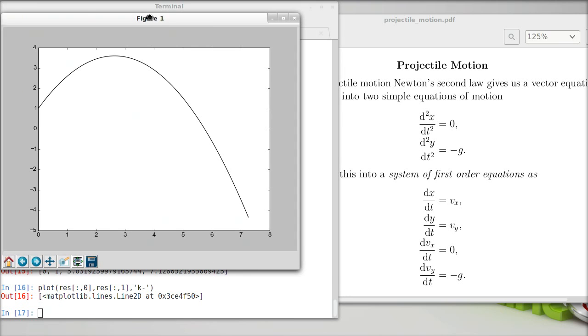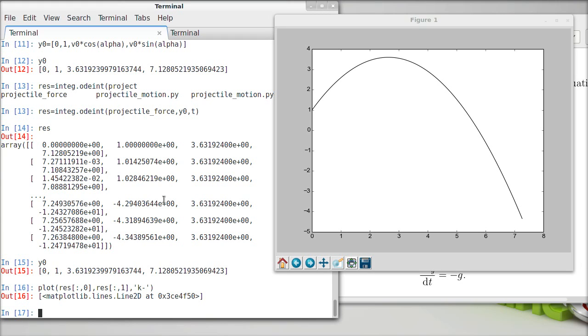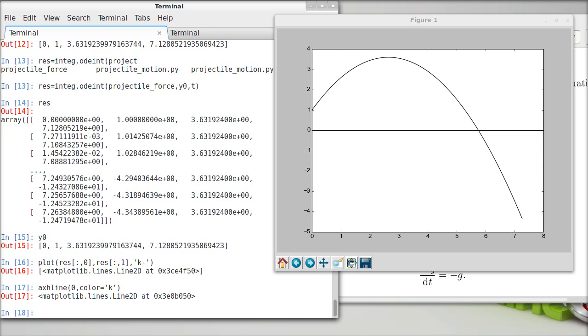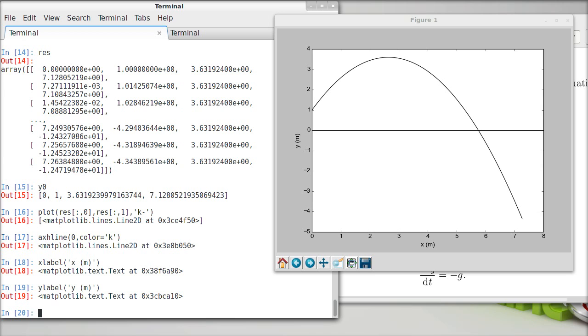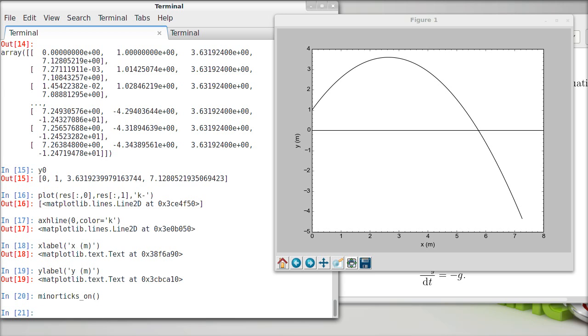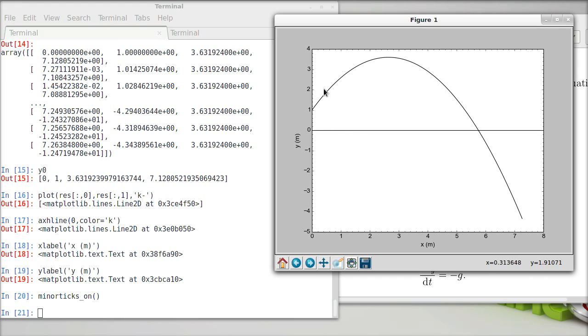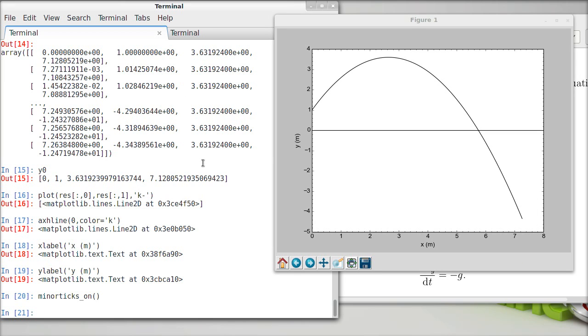If I plot this, lo and behold, I get what should look familiar to us. Let's draw on the line y equals 0, and to be careful, we should actually label the axes, make it look nice. There we go. So this shows the trajectory of our particle shot from 0, 1 with the initial velocity we gave, goes up, comes down in this nice parabolic pattern. Okay. We could also look at the velocities. I would encourage you to play around with that yourself.